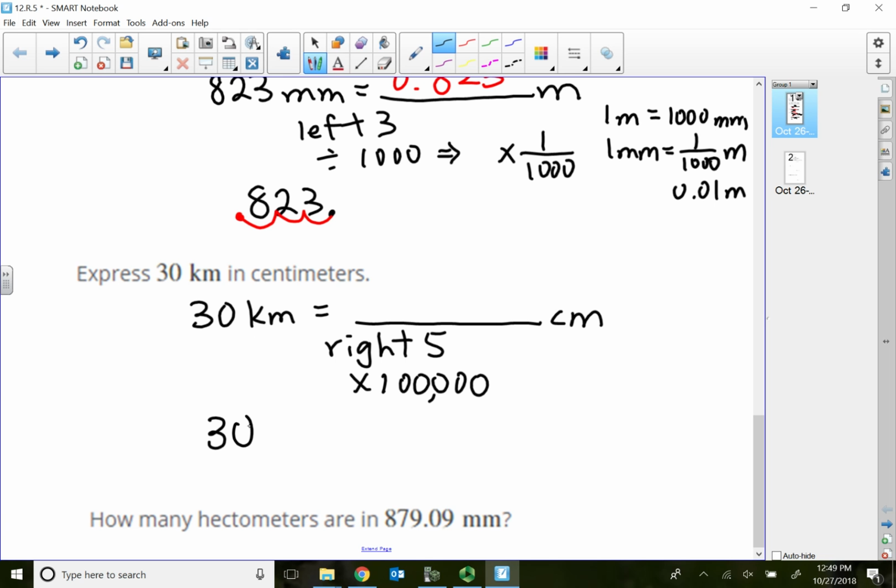So 30, decimal is behind the 0, move it to the right 5 places. 1, 2, 3, 4, 5. So that actually gave me 5 extra empty slots to put my 0 in. So my answer, 30 with 5 zeros behind it. So that will actually be 3 million centimeters.